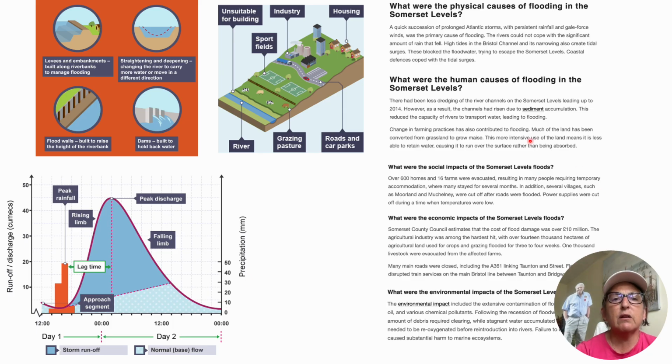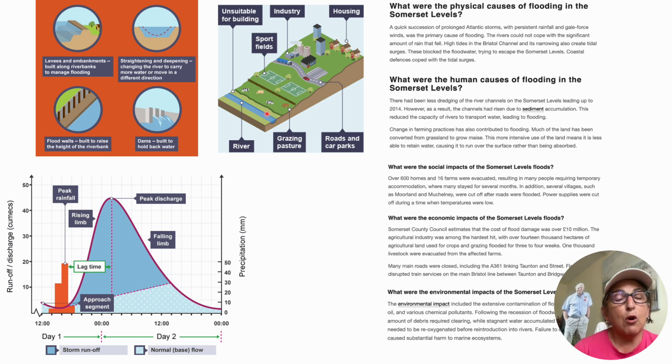I've included a case study here. Please go to any site that you want and have a look at the Somerset levels, or pause this here and maybe make some notes about why the floods were so bad and what the impacts were. Okay.